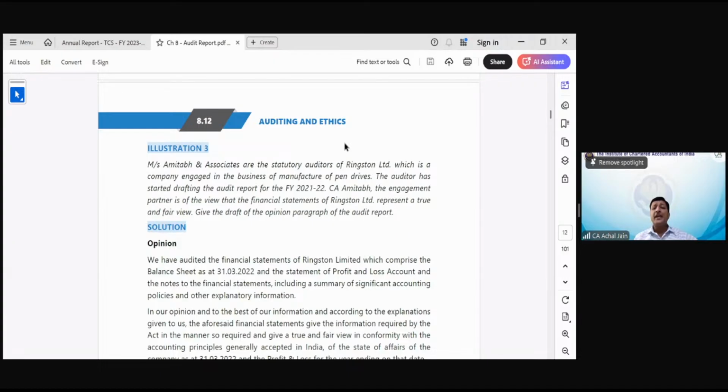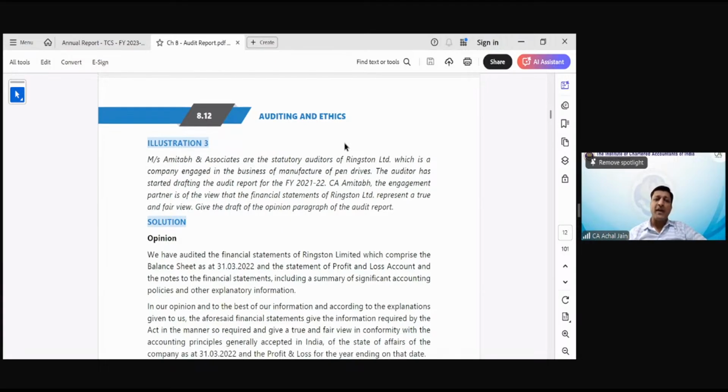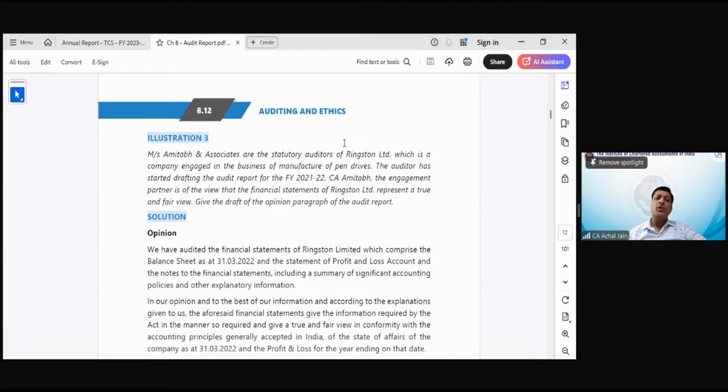So first of all, in a way, the auditor is just broadly talking about what it is that the auditor has audited. Then in the second paragraph, now the auditor will talk about the opinion. So in this case, the opinion is clean. Clean means when there is no modification, that is what you call a clean opinion.